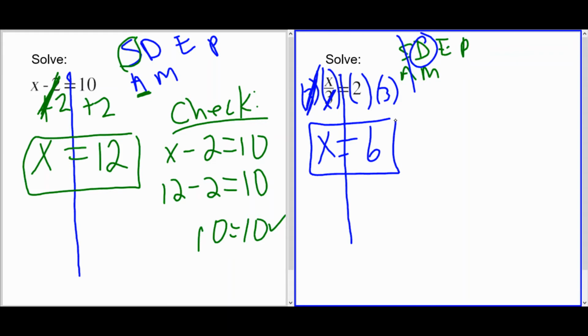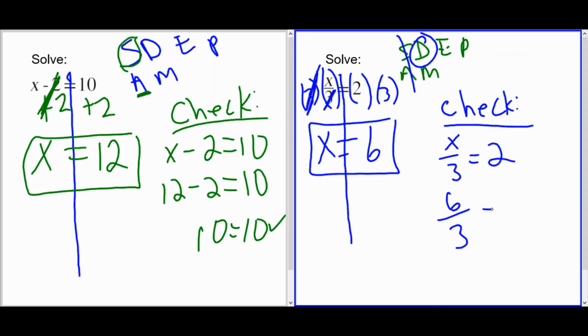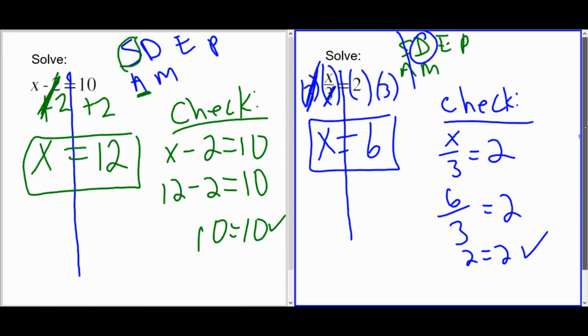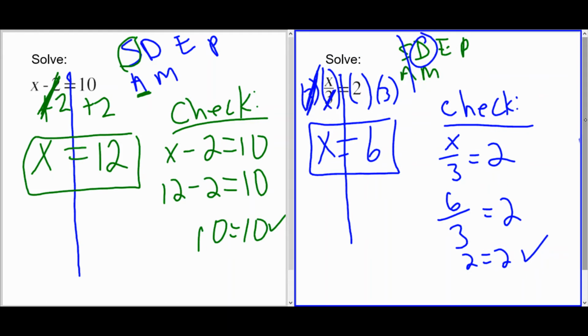And again, you can always double check your answer by plugging in the value you got for x. So I can do a little check here. And I won't do a check for every problem. So x divided by 3 equals 2. So I'll check, does 6 divided by 3 equal 2? And sure enough, it does. So 2 equals 2. Okay.